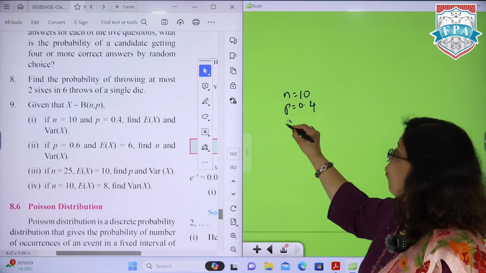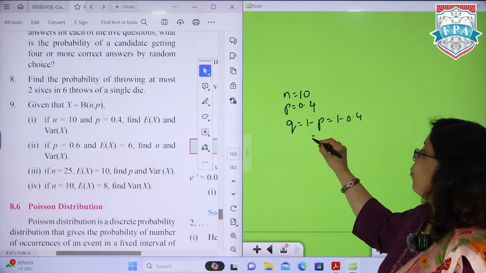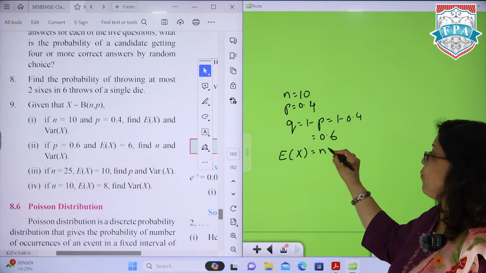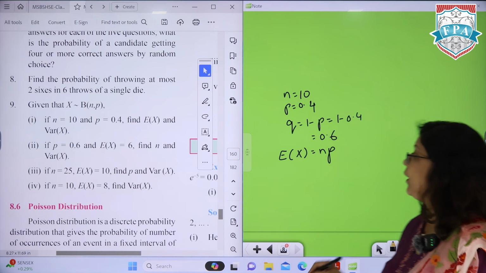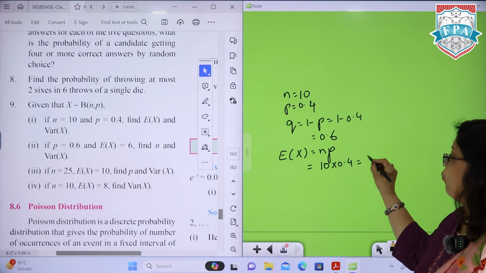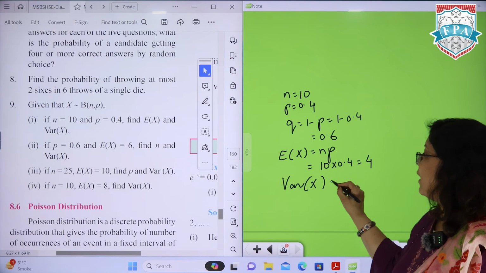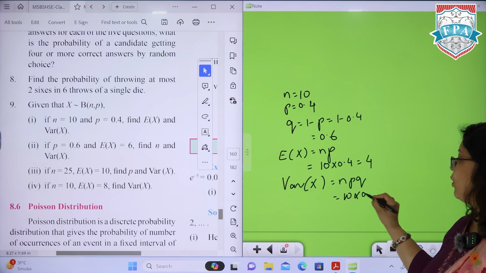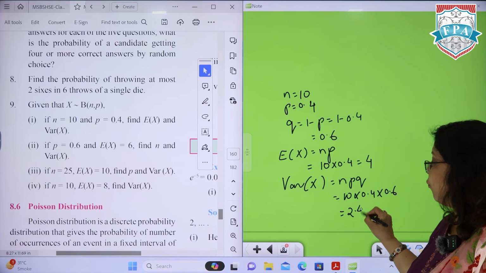So if p is 0.4, q will be 1 minus p, which is 1 minus 0.4, that's 0.6. Expected value of x is np. This is a very small question. This again comes in your MCQs, 1 mark, 2 mark. np is equal to 10 multiplied by 0.4, which is equal to 4 expected value, and variance of x is npq. So this is 10 multiplied by 0.4 multiplied by 0.6, that will come as 2.4.